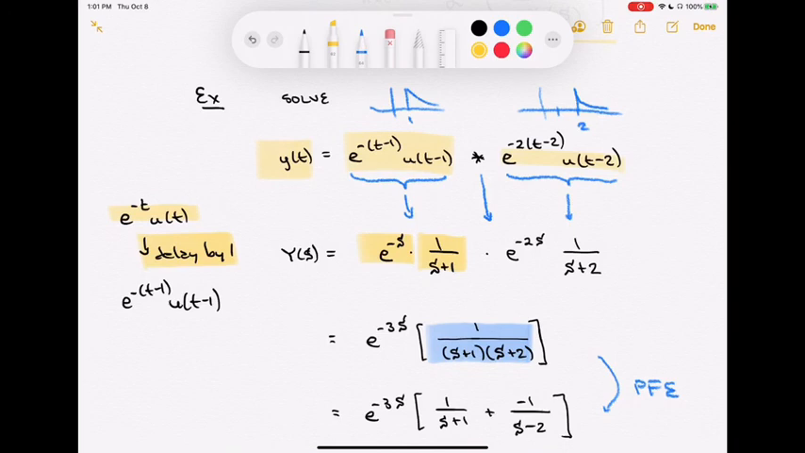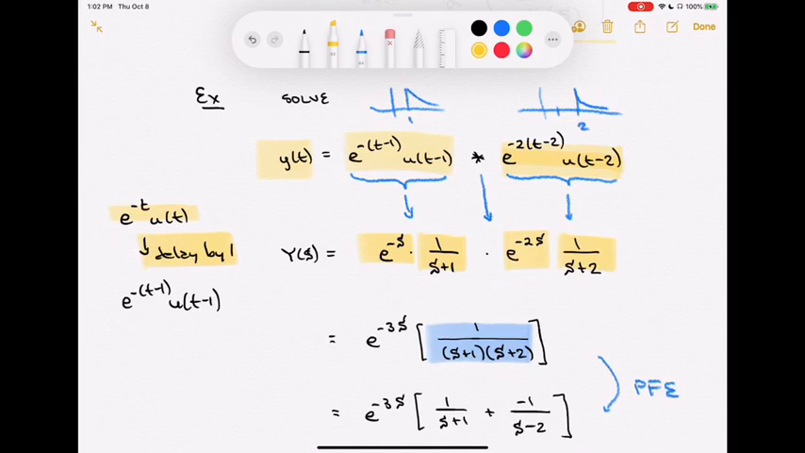I can do the same sort of stuff for this second term, right? That's going to be e to the minus 2s because it was delayed by 2. And it had a root at minus 2, so it's not 1 over s plus 1, but it's 1 over s plus 2, something along those lines. So far, really not a big investment here to find the transforms.